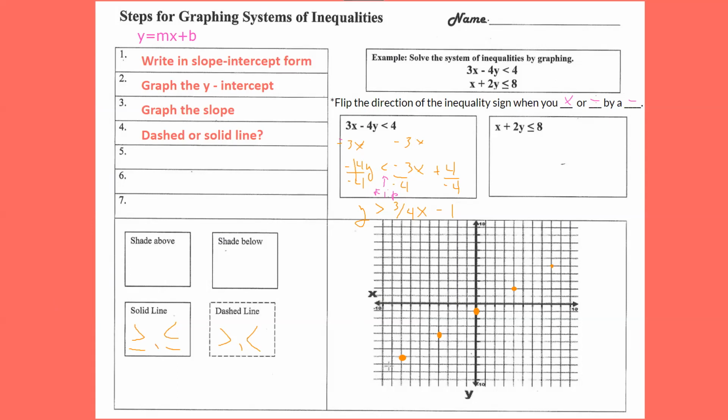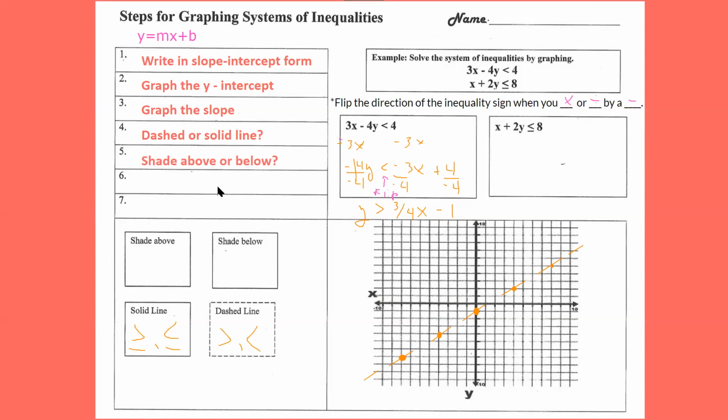So instead of having a nice connected line, I'm going to make a bunch of little dashes. This just lets me know that my line is a border. It's not actually part of my solution. Okay, cool. So the next step is we have to shade.